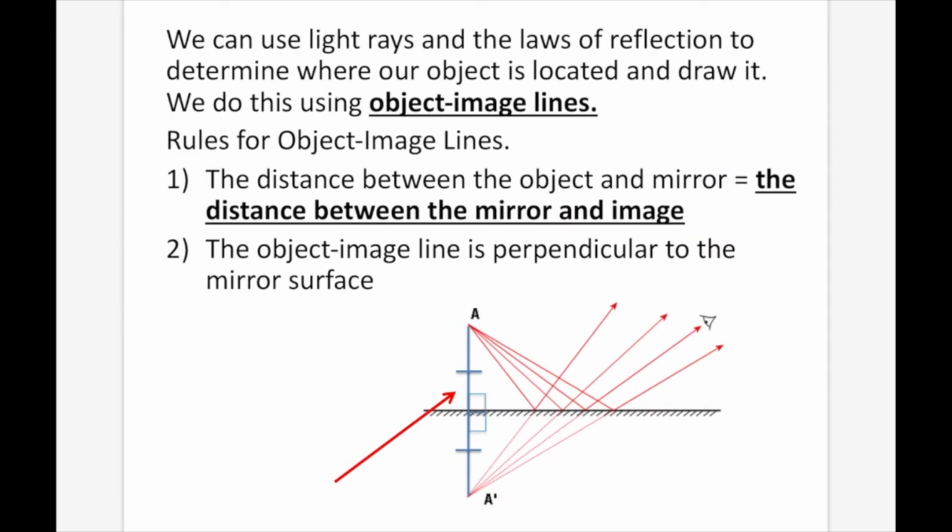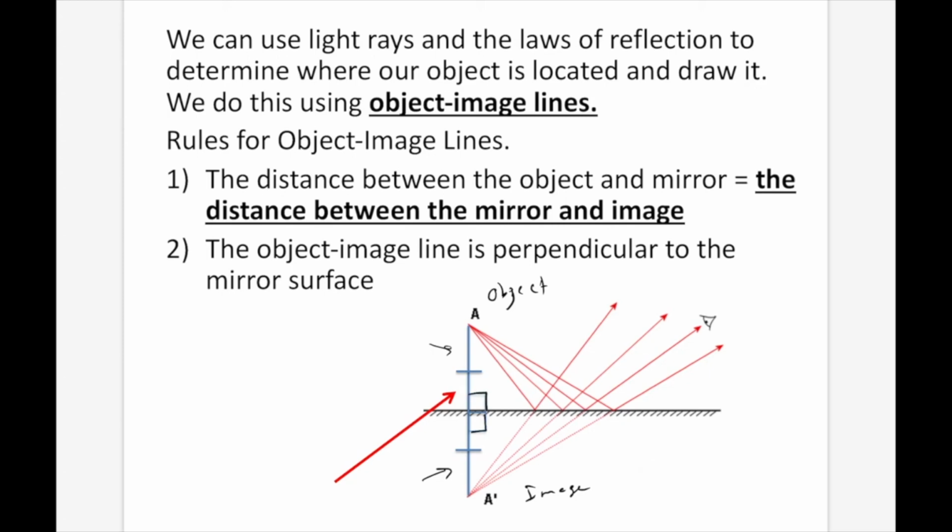We do this using object image lines. So the rules for object image lines include: the distance between the object and the mirror equals the distance between the mirror and the image. So again, this is our object up top, and this is our image down below. When we measure the object to the mirror, that's this first line right there, it's going to have the exact same distance as the image mirror line, which is located right here on the bottom. Number two, the object image line is perpendicular to the mirror surface. And again, that's what we have here. We're going to get perpendicular there and there.